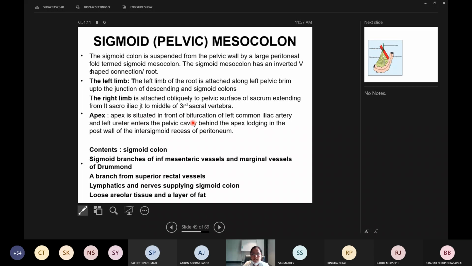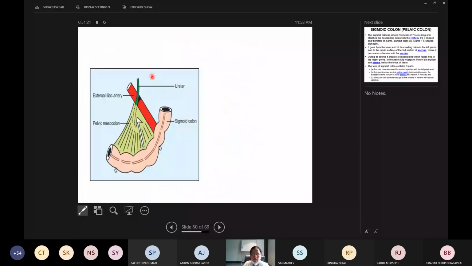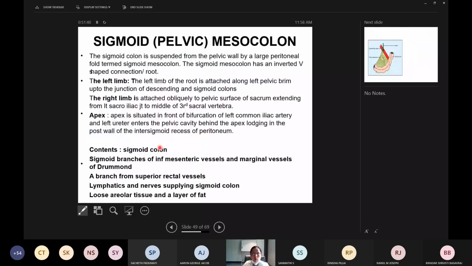The apex is situated in front of the bifurcation of the left common iliac artery, and the left ureter enters the pelvic cavity behind the apex. So the apex is at the bifurcation of the left common iliac artery, and the left ureter enters behind the apex. So that is the sigmoid mesocolon, which has a right limb, a left limb and an apex. Now what are the contents?